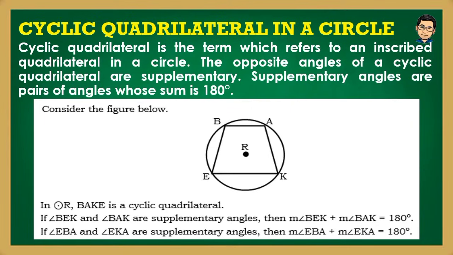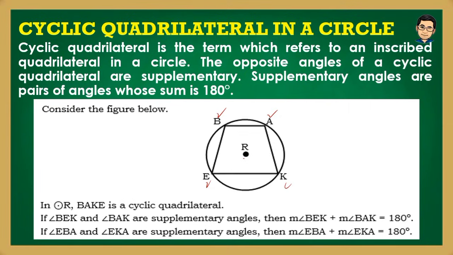So, let's have example para maintindihan yung supplementary angle na yan. In circle R, BAKE is a cyclic quadrilateral. If angle BEK and angle BAK are supplementary angles, then the measure of BEK plus the measure of BAK is equal to 180 degrees. Sabi nga dun sa definition, the opposite angles of a cyclic quadrilateral are supplementary.